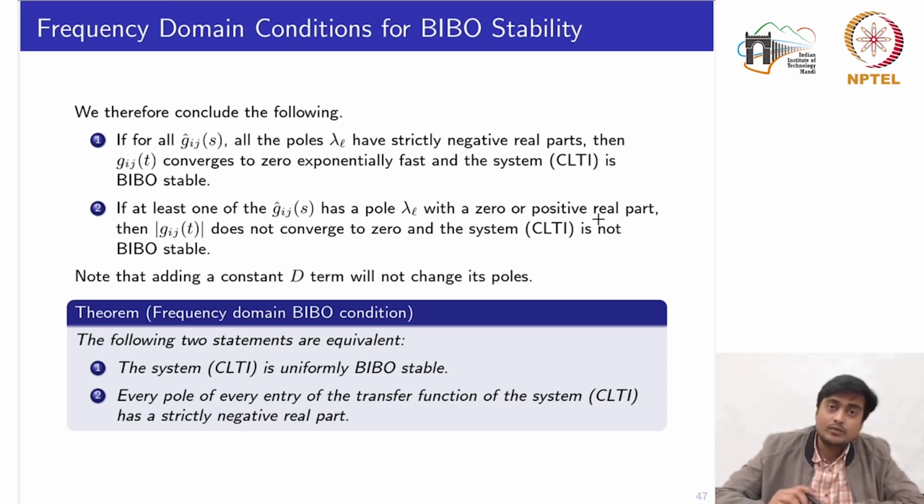So if we add the D term also, which is a constant term, basically it won't change the location of the poles. So this is the key result in the frequency domain: the system is uniformly BIBO stable if and only if every pole of every entry of the transfer function of the system has a strictly negative real part. If the pole of any entry of the transfer function is on the imaginary axis or positive, then it cannot be said to be a BIBO stable system.